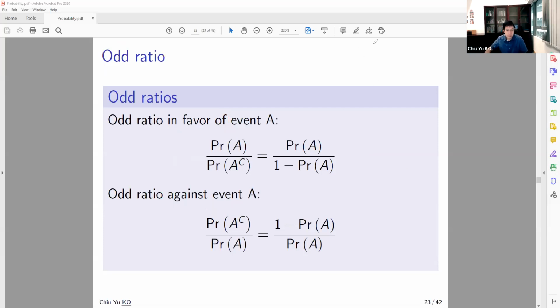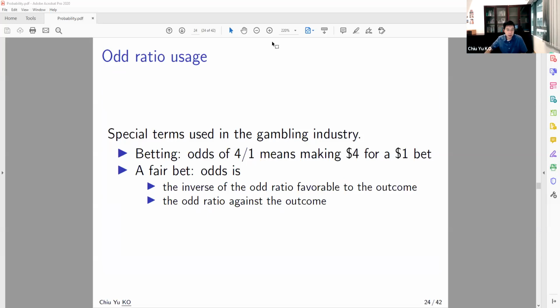Okay, so let's go to the application now. The odds ratio is actually related to odds, the odds you learn about in gambling and betting. In gambling and betting, it's usually called odds of 4 for 1, or sometimes 4-1. That means that this is the bet you pay, and this is the winning you will get. So if you pay $1 and you win, you get back $4. If you lose, of course, what you are left with is 0. That's the idea.